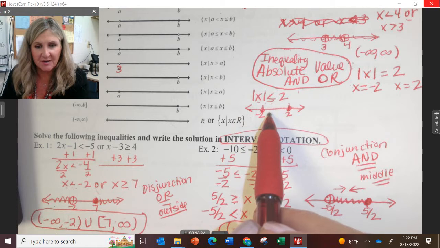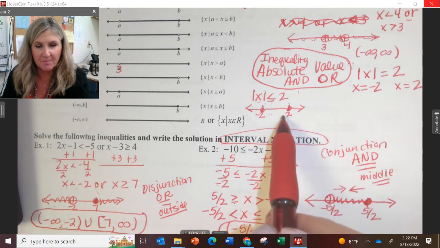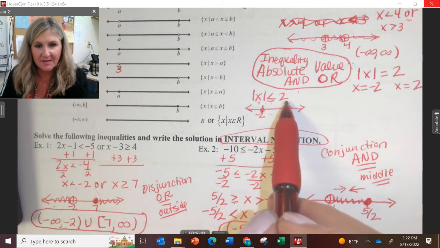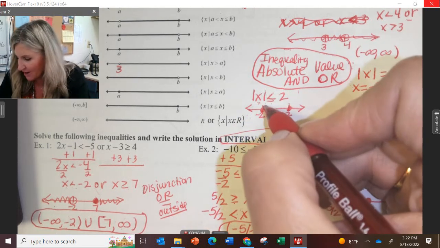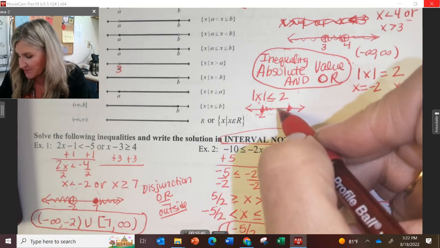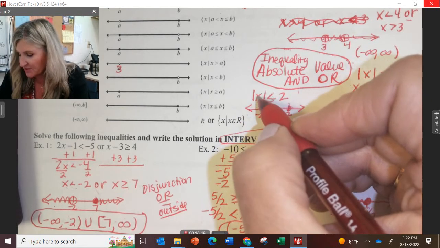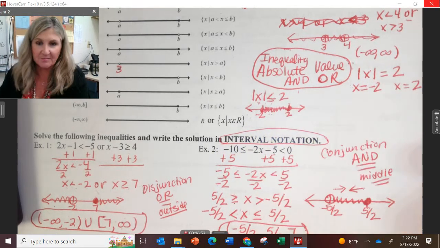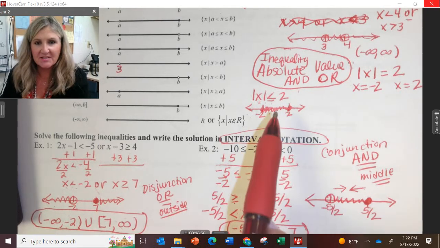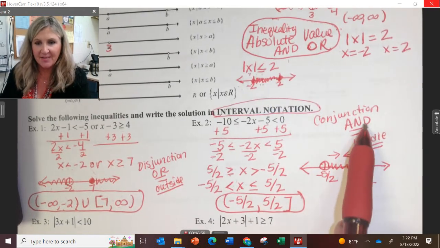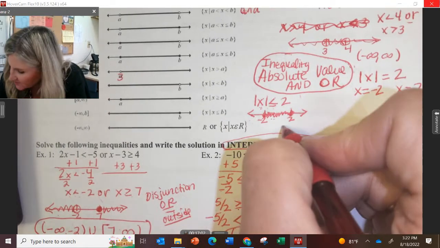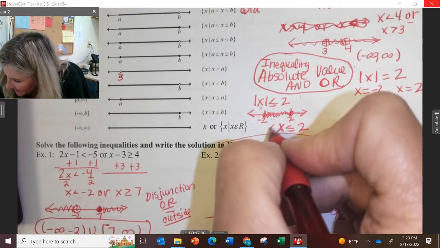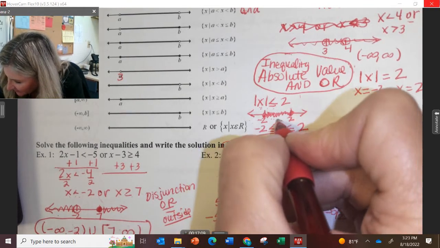Let's test this region. Negative 1 would be in between these two. What's the absolute value of negative 1? 1. Is 1 less than 2? Yes. So that worked. Test some other numbers. What about 0? What's the absolute value of 0? 0. Is 0 less than 2? Yes. Everything in here works. What that tells us then, when we're in between like that, that's an and problem. This is going to turn into x must be less than or equal to 2, and x must be greater than or equal to negative 2.